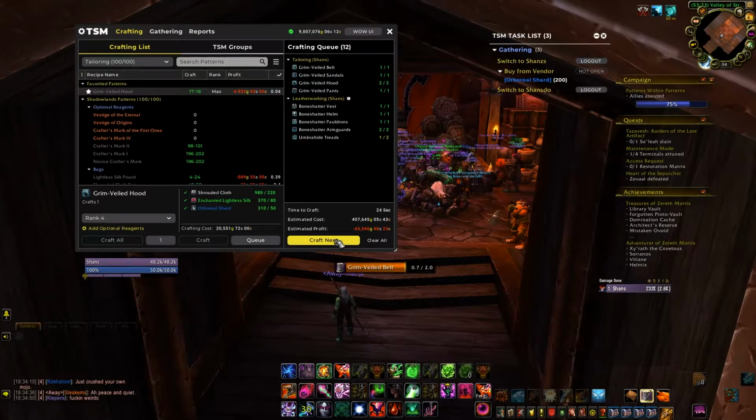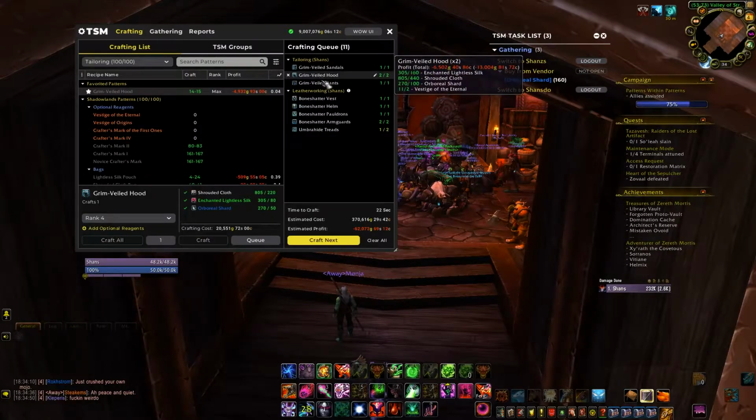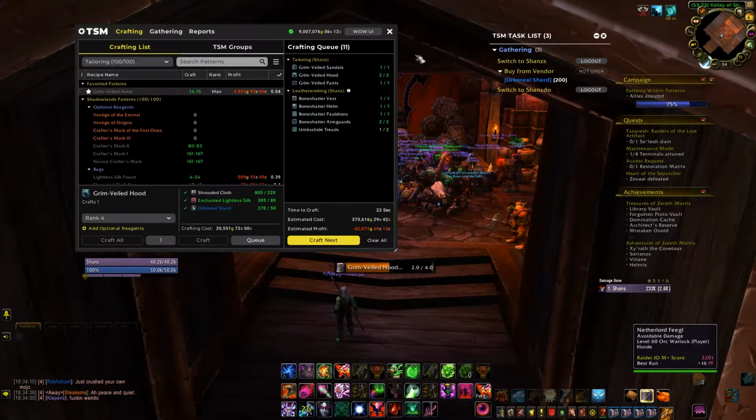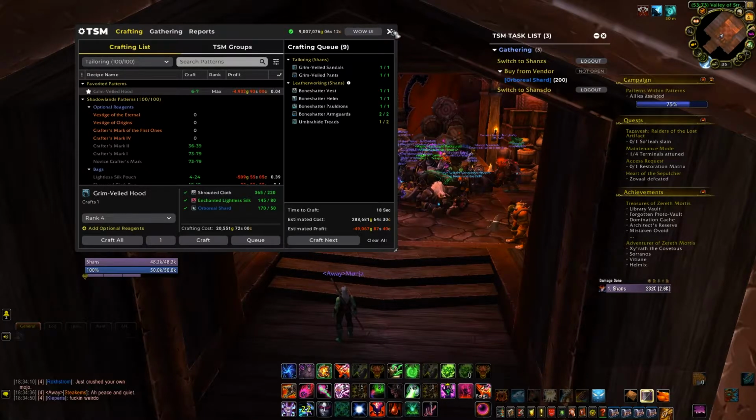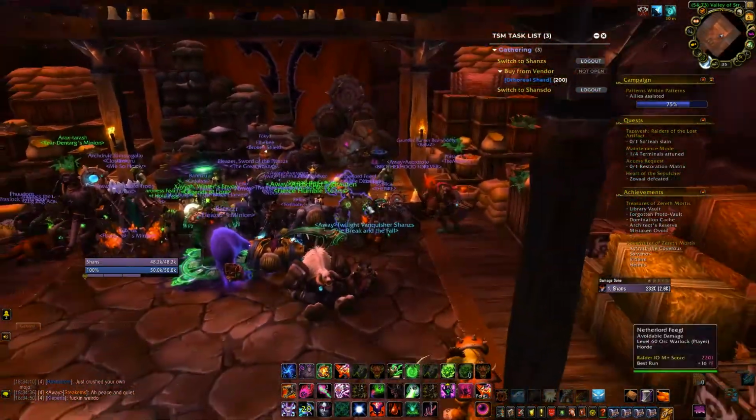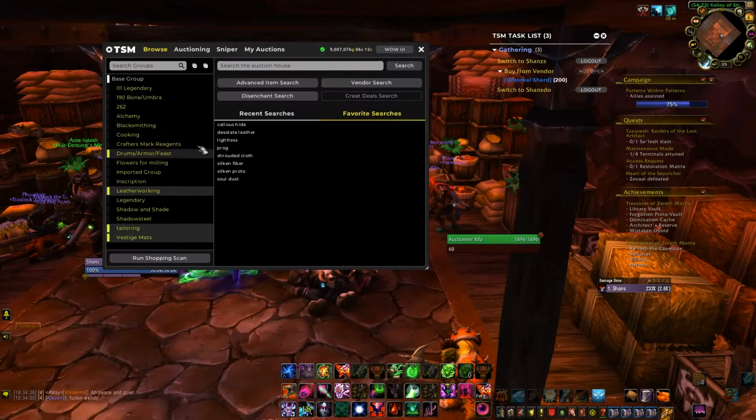Craft next. Craft next. So I'm going to craft a couple of these guys and a couple of hoods. Okay. So now I've crafted all my items. We're going to pretend I've done that. So I got everything in my inventory.